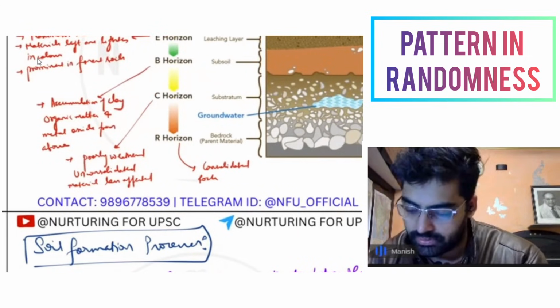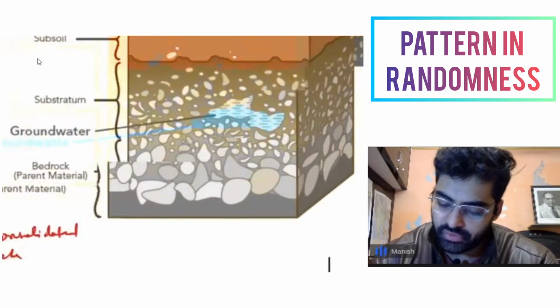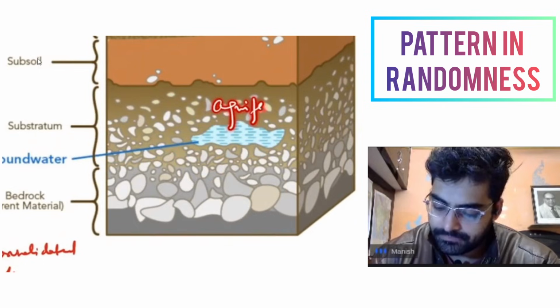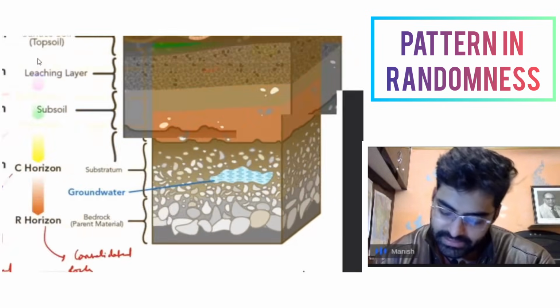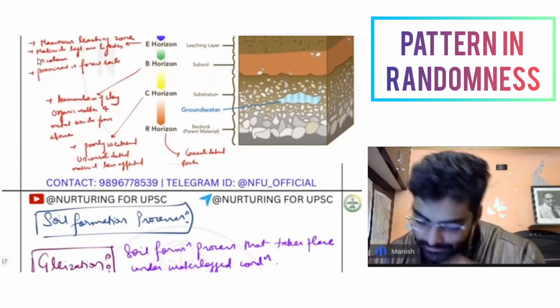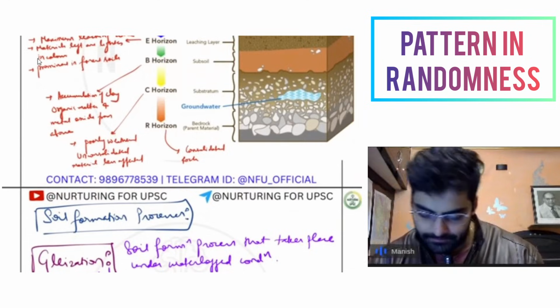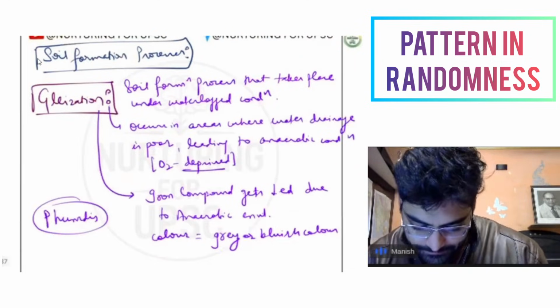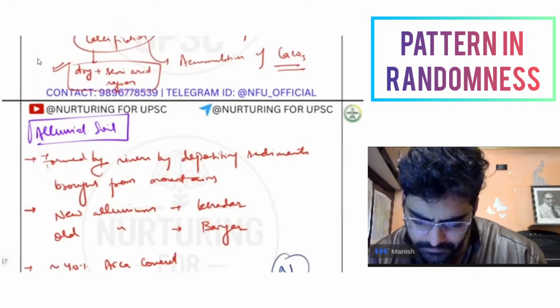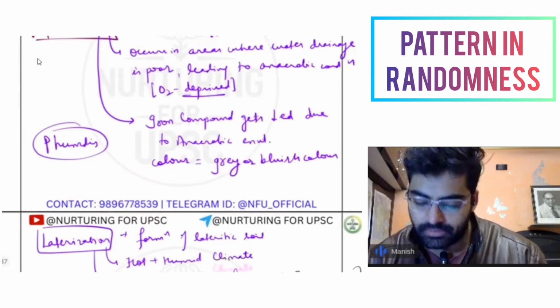All the groundwater is found here, what we call aquifers. They will be found here in C horizon. And in R horizon we have bedrock or parent material. All right. So now we will see soil formation processes.